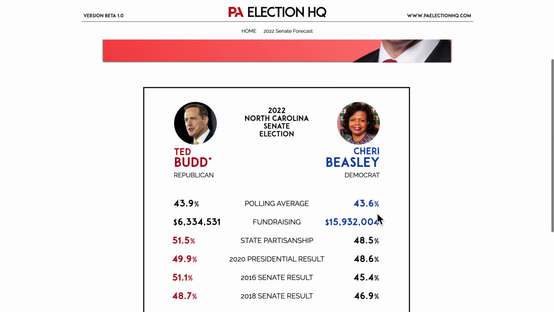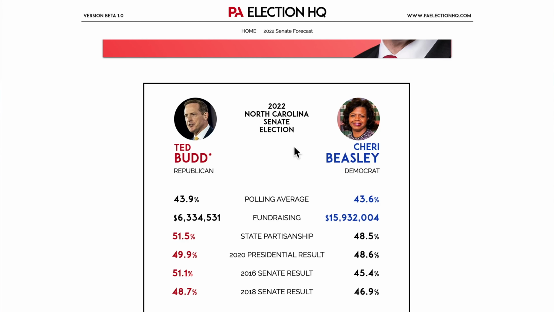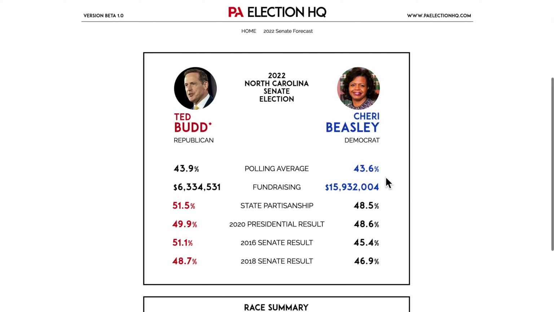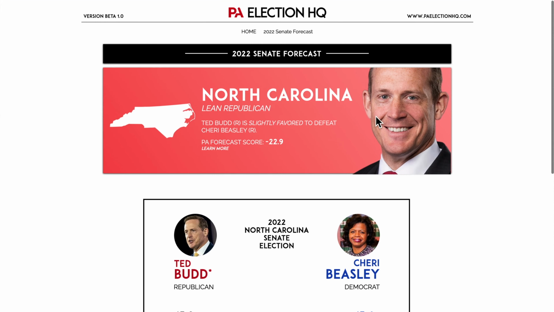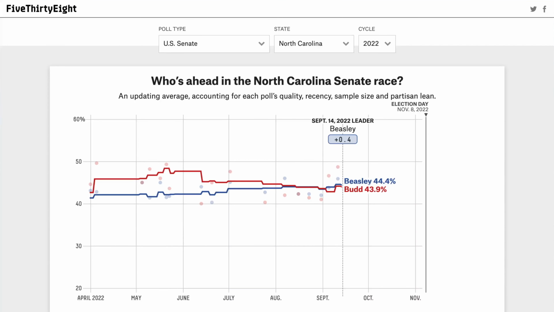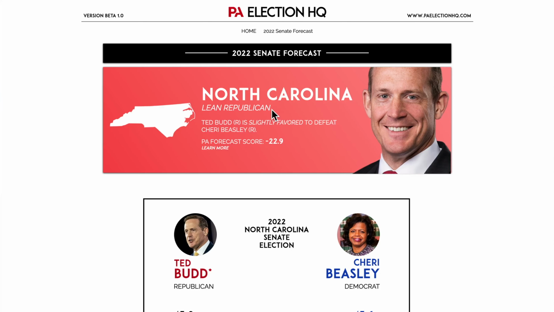Sherry Beasley might be outpolling and also out fundraising Ted Budd, but she is the Democratic candidate in this race, and historical data has shown us that Democrats are probably not going to flip North Carolina in a year like 2022. All the other factors do favor Ted Budd, historical results, as well as the generic ballot, and then state partisanship as well. Sherry Beasley right now is not favored in this race because everything else besides polling and fundraising has Ted Budd in the better position. And so that's why North Carolina is going to be a lean Republican state according to our forecast.